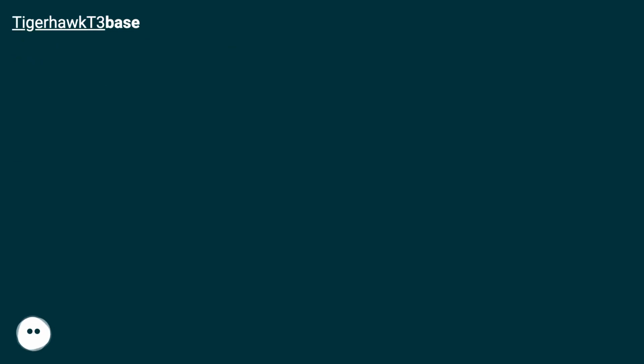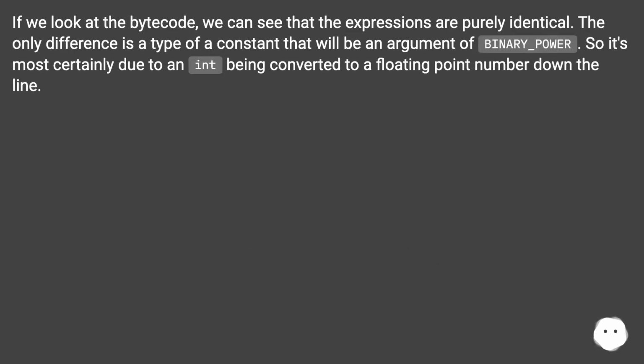Tigerhawk 3 base. If we look at the bytecode, we can see that the expressions are purely identical. The only difference is the type of a constant that will be an argument of BINARY_POWER. So it's most certainly due to an int being converted to a floating point number down the line.